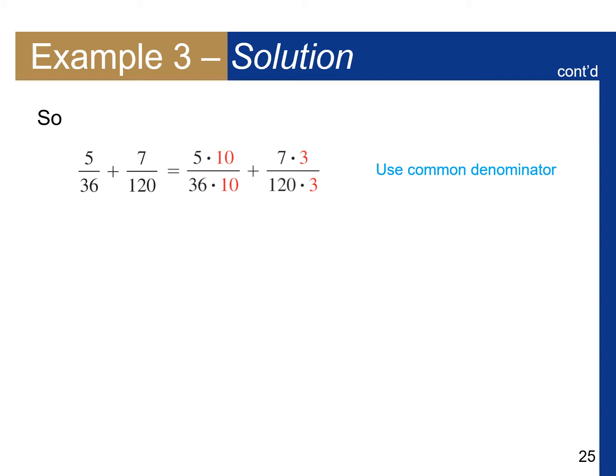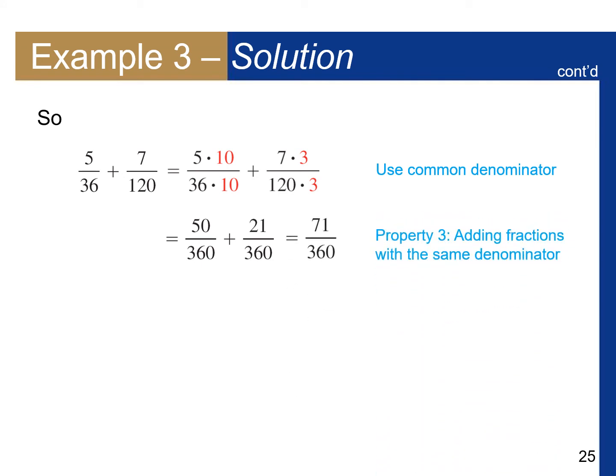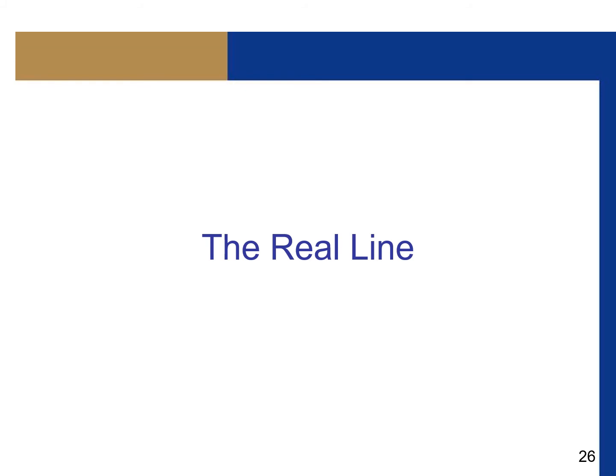Okay, so now that I know that my common denominator is 360, I'm going to multiply my first fraction by 10 over 10 to make it 360, and my second fraction by 3 over 3 to make it 360. Once I do that, now my denominators are the same, and I can add my numerators, and there we go. Went a little fast there, sorry.